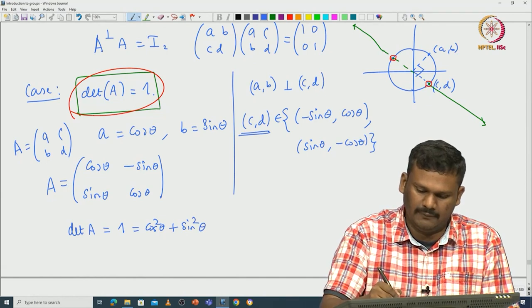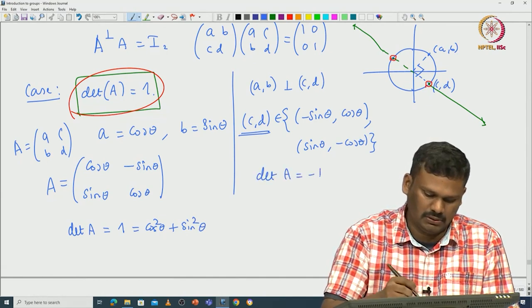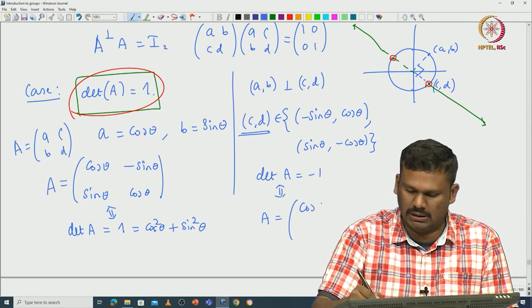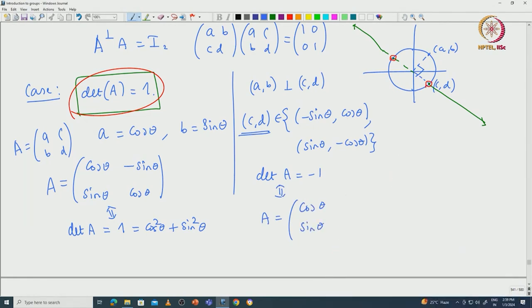But if you take for example determinant being minus 1, this is if and only if A is the other one, cos theta, sin theta, and then here you will have sin theta, minus cos theta. Then the determinant is minus cosine square theta minus sin square theta, which is minus 1. So, depending upon the determinant, you will be making the choice for C comma D, and that is actually a unique choice because it comes from the perpendicular line to the point A comma B that intersects this circle S1.